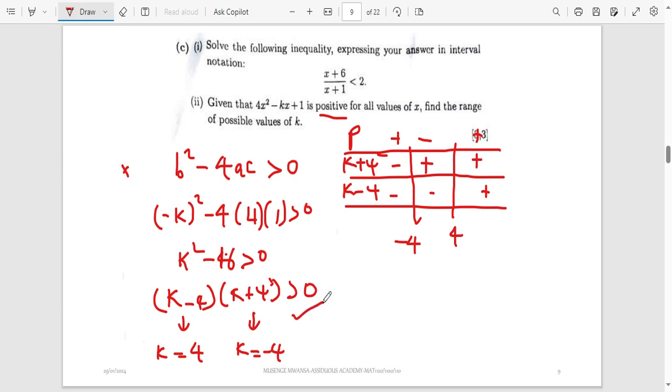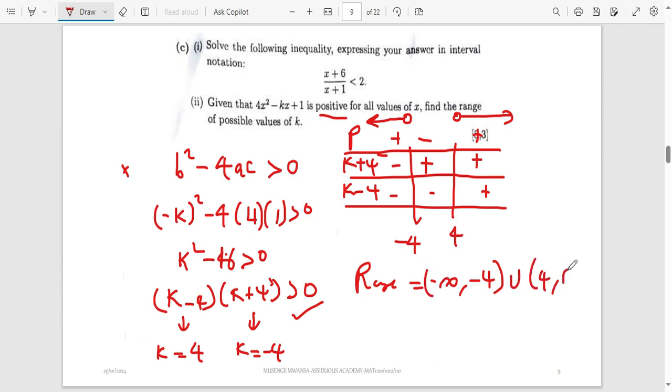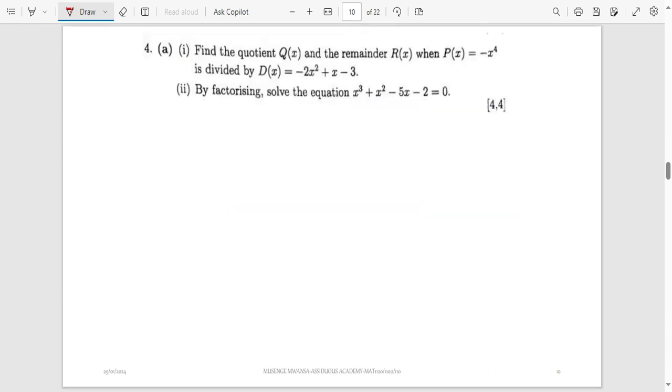I'm interested where the function is greater than 0, meaning that where it is positive. So meaning that for this one, the range is going to be from negative infinity to negative 4 union from 4 to infinity. Would have said greater than or equal to 0, but 0 itself is not positive. So 0 doesn't have any sign. That's why we are only saying greater than here. Okay.